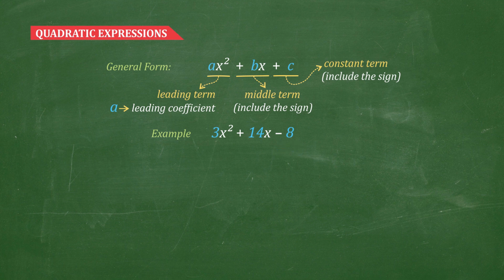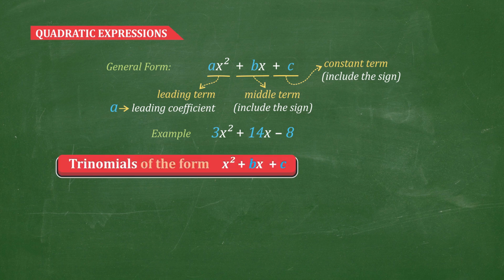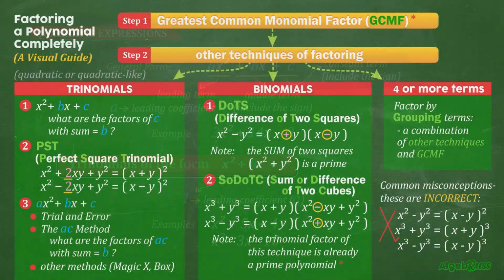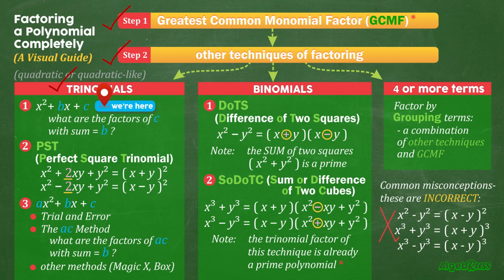In this part 2 of the tutorial series, we are focusing on trinomials of the form x²+bx+c, or trinomials where the leading coefficient is 1. Of course, this numerical coefficient 1 need not be indicated anymore. Here are examples of quadratic trinomials whose leading coefficients are 1. Reviewing again our factoring visual guide, after getting the GCMF, that's step 1, step 2 branches into 3. One branch is factoring trinomials, and we are now currently here. This is the first technique of factoring trinomials, and it is of the form x²+bx+c.